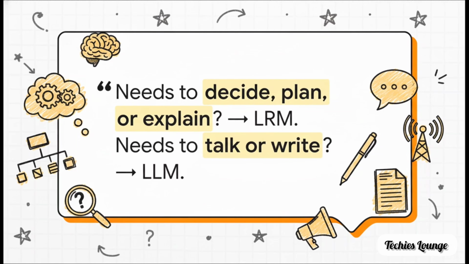If you take only one thing away from this whole explainer, let it be this right here. This is the simple rule of thumb. If your AI needs to perform an action, to decide, to plan, to compare, or to explain its logic, you need an LRM. If it just needs to communicate, to talk or write, an LLM is the right tool for the job.